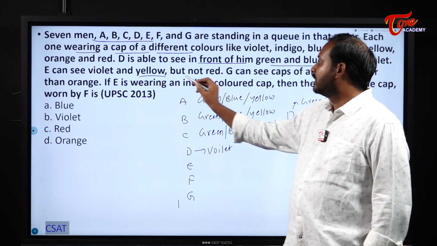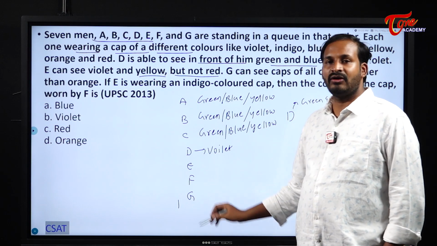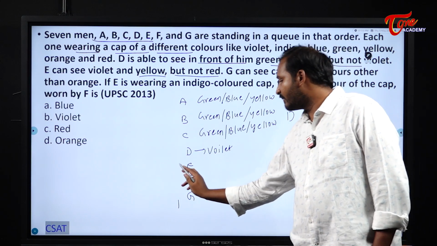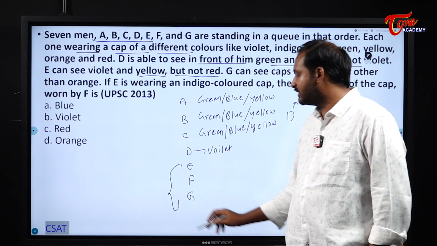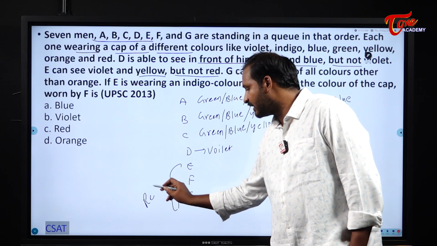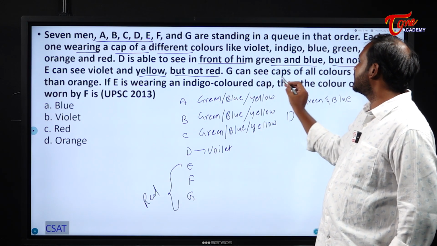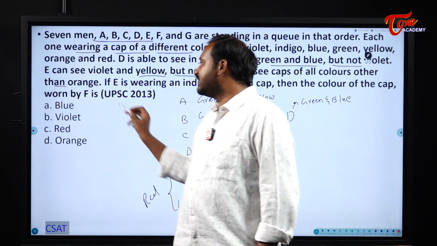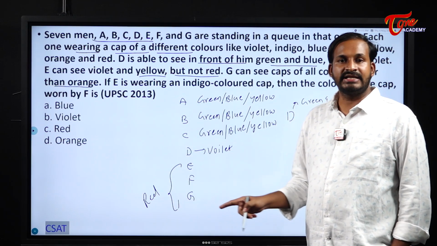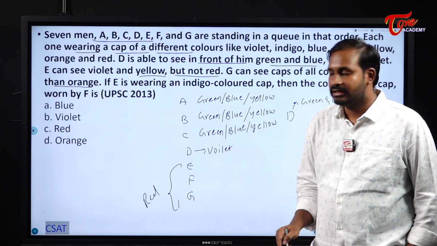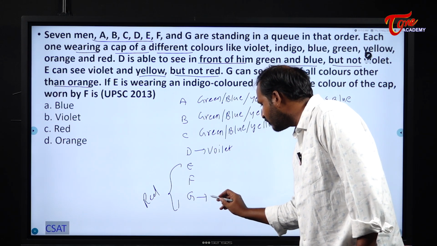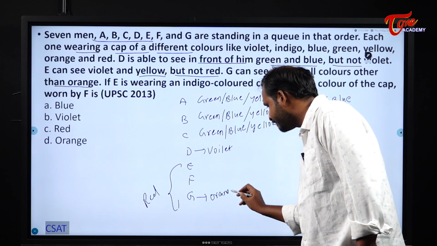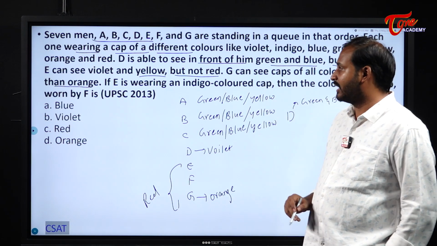Okay, now next. Yellow but not red. That means E cannot see red, means red will be there. From here to here, how many chances are there? All these three have a chance to have the red color cap. Okay, next. G can see caps of all colors other than orange. See, G can see all the caps, right, except orange. What does it mean? That means G is wearing an orange colored cap.